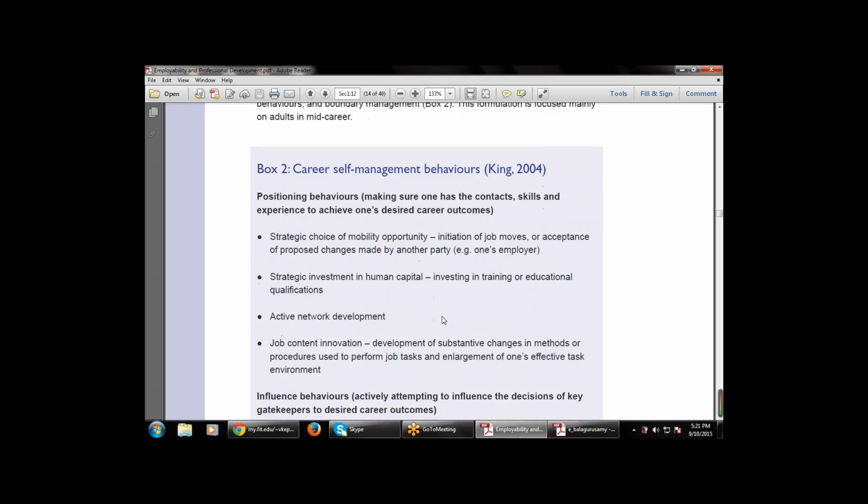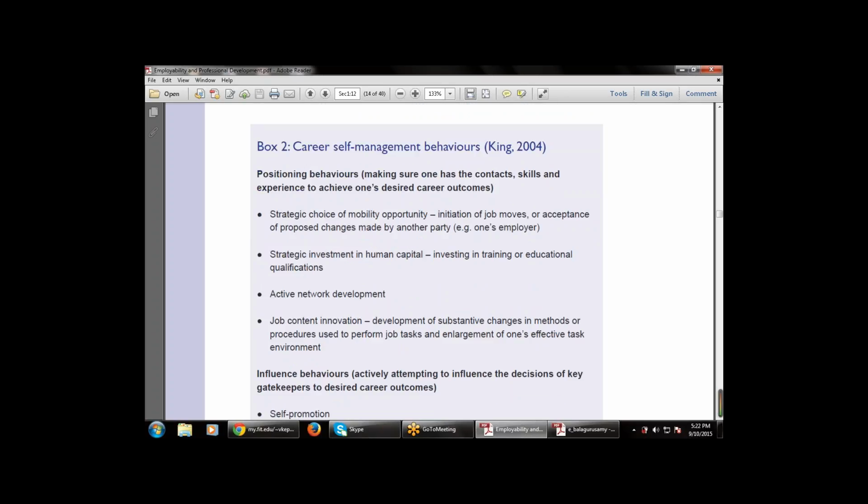Then next is active network development. Active network development means the network will be developed in an active manner. Then the job content innovation, that is the development of sustained or substantive changes in the methods of the procedure used to perform the job task, and the enlargement of one's effective task environment, that is, what the task environment is and how effectively it is used. This is the positioning behavior, the first part.